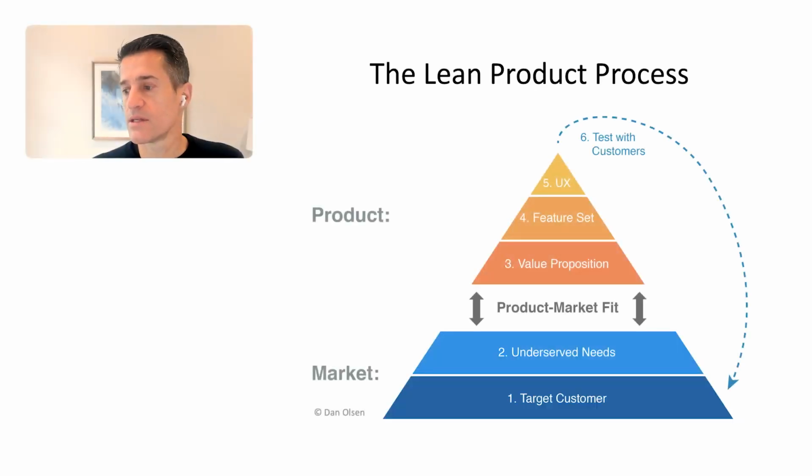Then you get to step 6, where you test that with customers to see how you're doing with product market fit. You adjust. You're going to learn from that. You're going to adjust the customer. You're going to adjust the needs. You're going to adjust your value prop. You're going to adjust your features. You're going to adjust your UX, and you iterate, basically.